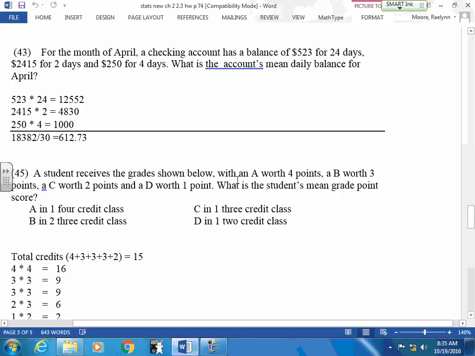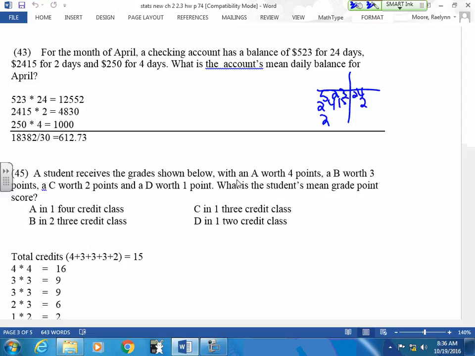Did you do 43? So for the month of April, it's kind of like also a weighting. It's more like a frequency thing. If you made this, you had 523 for 4 days, 24 days. You had 2,415 for 2 days. 250 for 4 days. This is like the frequency, L1, L2.